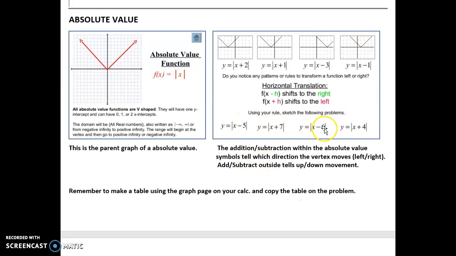There are some practice ones if you'd like to do some practice ones right in your notebook right now. Remember, the addition or subtraction inside the absolute value tells you left or right. If there happened to be an add or subtract outside, it would tell you up or down. So if this had x plus 2 inside, but then over here it had like a minus 1, then the vertex would actually move down 1, and it would also move to the left 2.